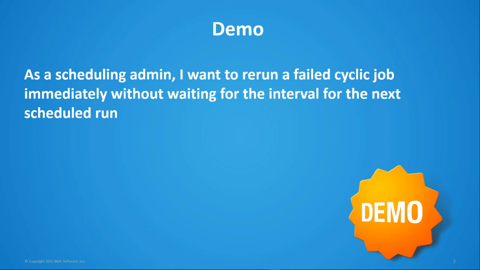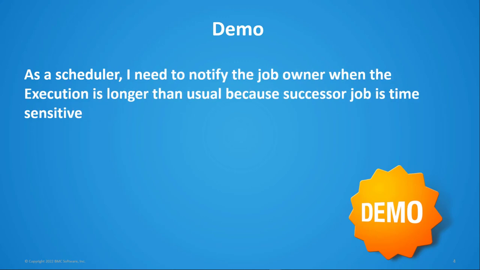Let's take a look at the next scheduling scenario we will be reviewing. I would like to present a scenario where you are aware of how long a job should run, or possibly how much time you would like to allocate to the job before being alerted that the job is still in its run state. Maybe you have a successor job that is time sensitive.